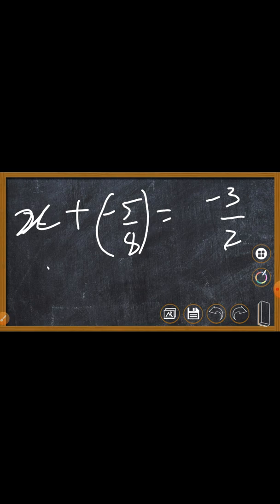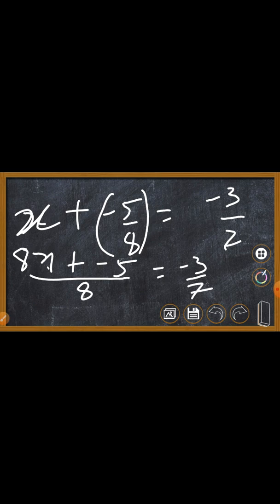Now I will take the LCM as 8. It becomes 8x plus minus 5 is equal to minus 3 by 7. Yes or no? I will again copy this down. 8x plus minus 5 is, wait, I forgot what it was. Okay, so this is how you have your equation. After that you will solve that equation and get the value of x.